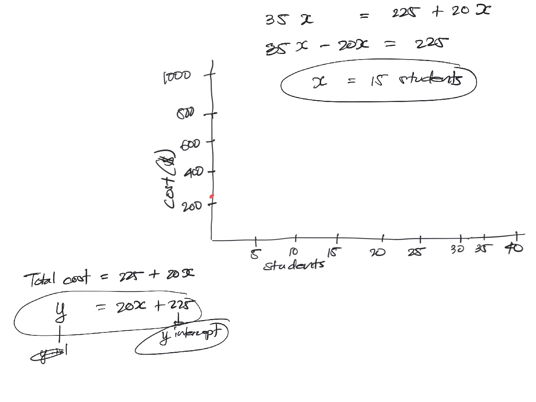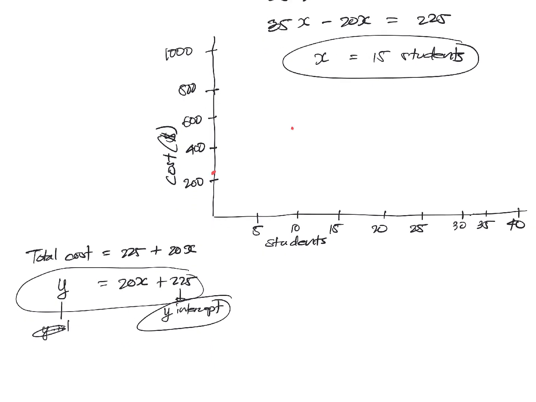And then 20x. So let's just say 20 times 10 is 200. But you have to add that with 225, so it will be 425. So it will be right here. And so this equation now, this is now the line there. So that's the line for the total cost.